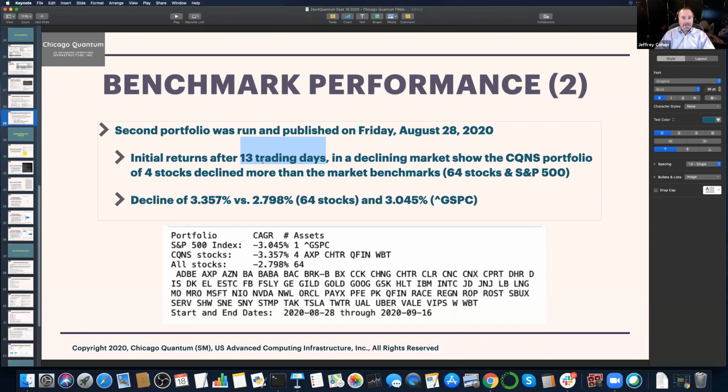So in 13 trading days, the S&P 500 declined by 3%. The Chicago Quantum Net Score declined by 3.4%. And the 64 stocks, if you would have held them, declined by 2.8%. So in this case, there was a little bit more of a decline in the Chicago Quantum Net Score. I don't know that there's any extenuating circumstances. It's just the way it is. We're still in research mode, and we're trying to figure out how this behaves in the market.